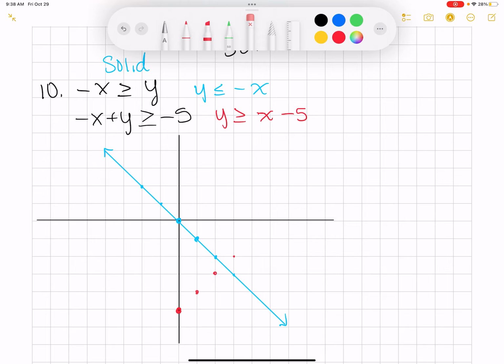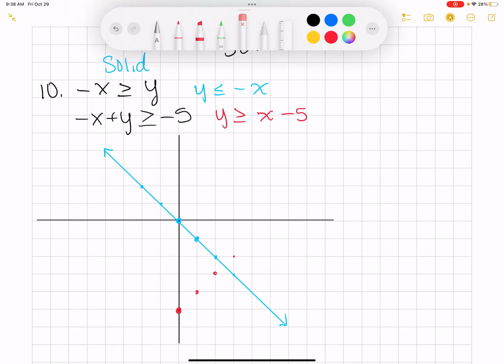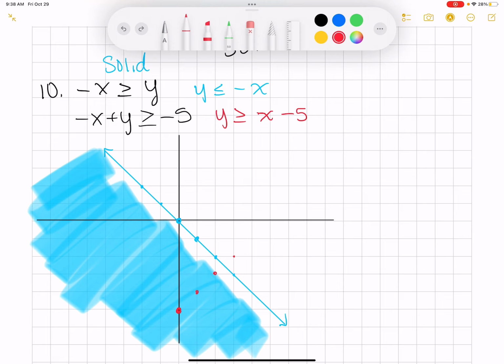I'm so bad at drawing. I need black. My line's kind of curved because the graphite pencil doesn't really show on the highlighter. Okay, and then y is greater, so it's above.